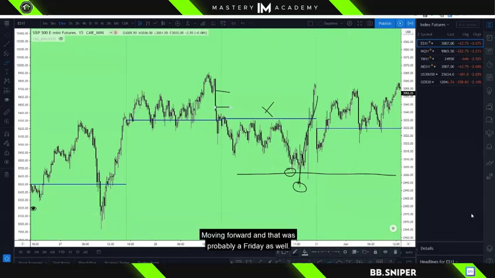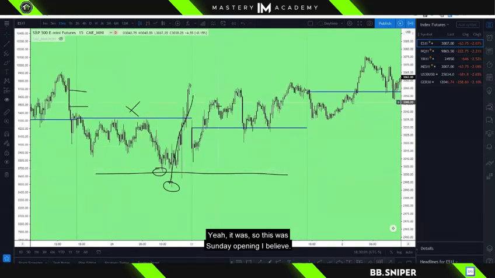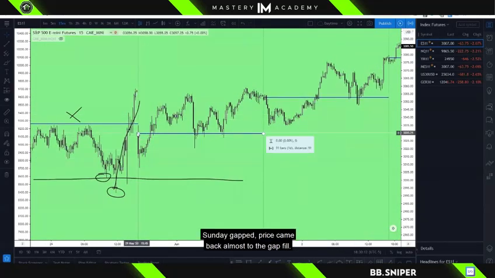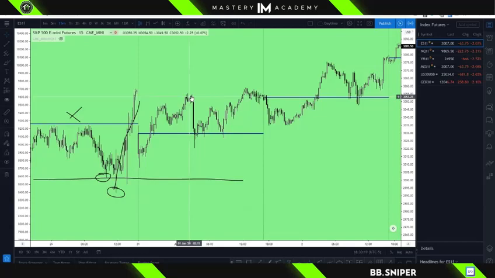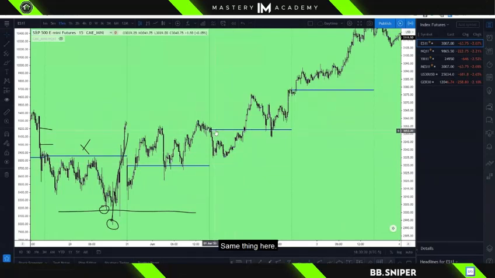All right, moving forward. And that was probably a Friday as well. Yeah, it was. So this was Sunday opening, and I believe this was a trade that I took on the 1st. I don't remember, but nonetheless. Okay, Sunday gapped. Price came back almost to the gap fill. It didn't fill here. Came back below the opening price. By below the open in bullish conditions, market rallies. Same thing here. Market opens, trades lower, rallies, actually trades lower again below the opening price, rallies again.